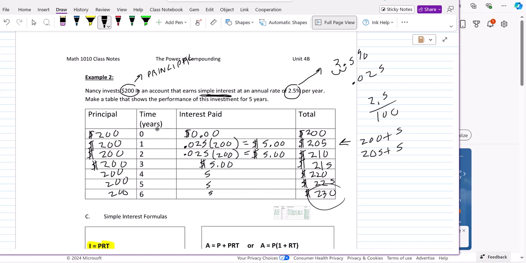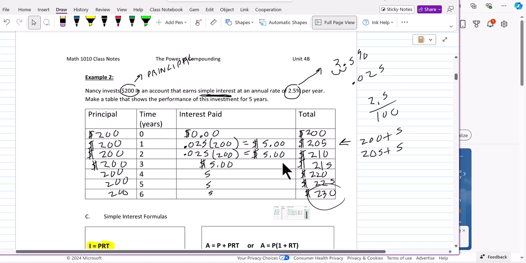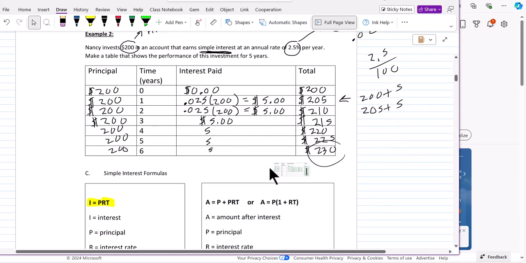So that's the idea with simple interest. The principal remains the same. The interest will always be the same, and you're just going to go up a certain increment at the end of every time period. Does that make sense to everybody? Simple interest is simple. It works this way. Any questions on that?